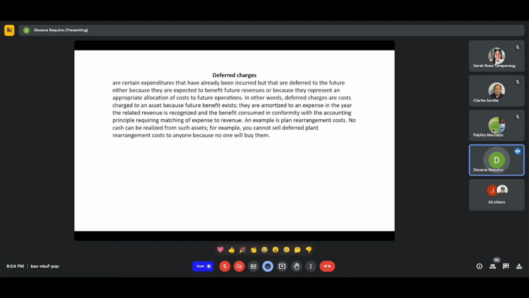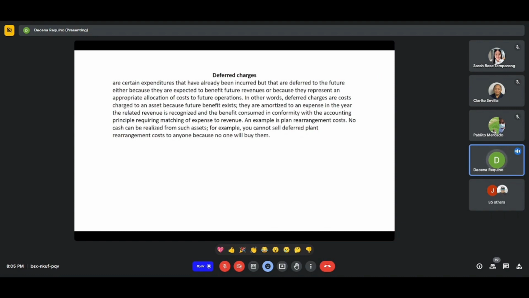Pag deferred charges naman, these are certain expenditure that have already been incurred but are deferred to the future either because they are expected to benefit future revenues or because they represent an appropriate allocation of cost to the future operation. In other words, deferred charges are cost charged to an asset because future benefit exists. They are amortized to an expense in the year the related revenue is recognized and the benefit consumed in conformity with the accounting principle, requiring matching of expense to revenue.